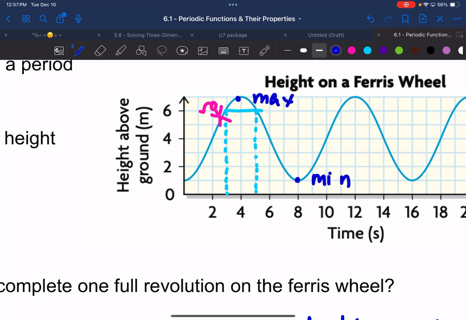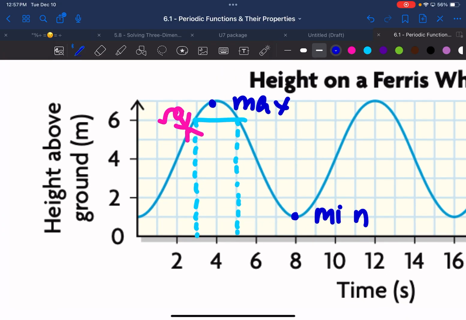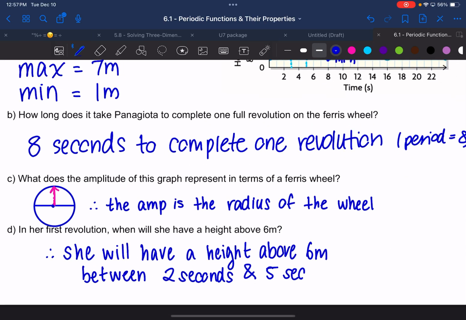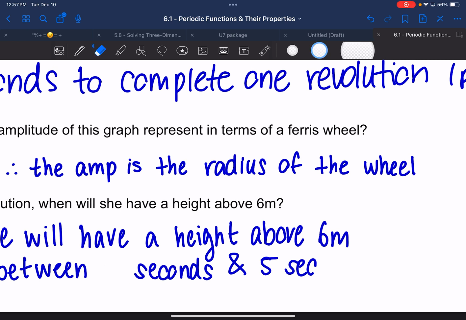Is it 3? No. 5. How could she do it in 1 second? 3 and 5. No, it's 3. Oh, I'm blind. 3 and 5. Now my eyesight's getting shot. 3 and 5. Thank you.